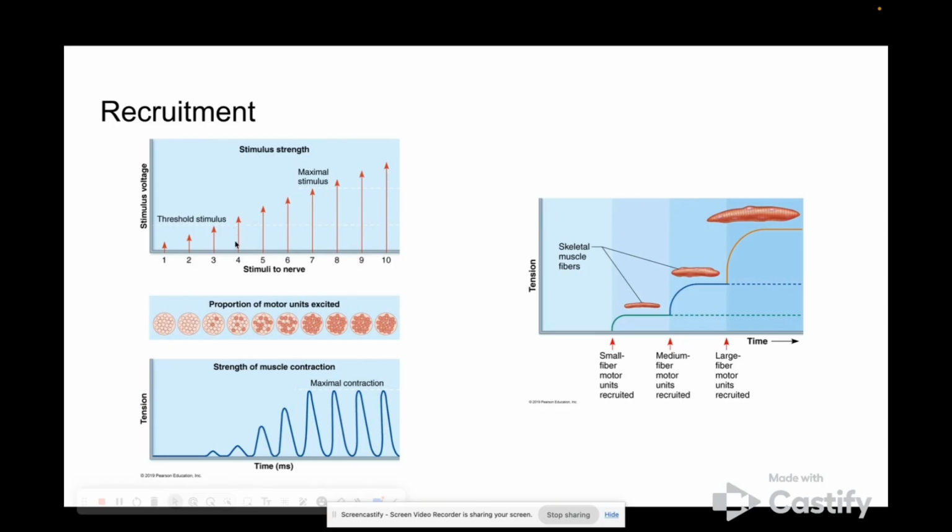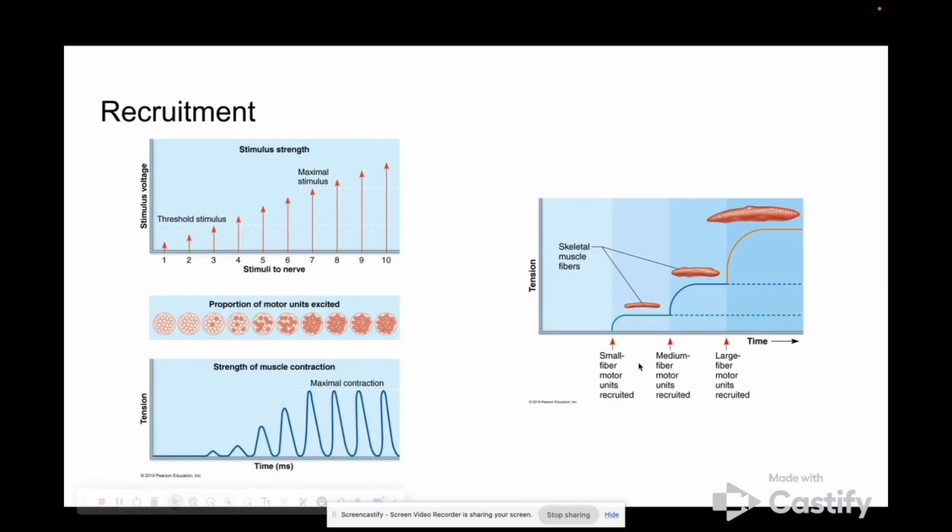And the weaker the stimulus is, the fewer motor units we recruit, which means fewer muscle fibers are going to be activated and stimulated, meaning that we're not going to get as much tension in our muscle contraction.